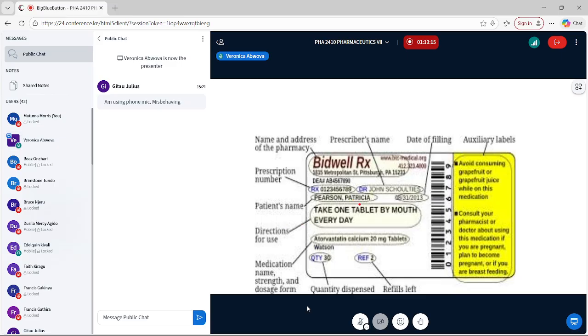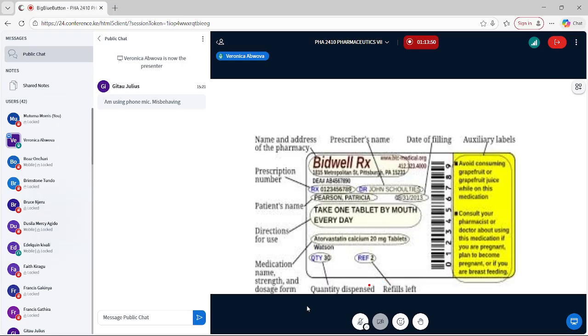The name of the drug, okay? Here, this one has been put down here. The medication name, strength, and dosage form. The quantity, then directions for use. Again, we said this is a system-generated prescription, so it even indicates refills that are left, so that this patient can actually come back for refill, and you can see that it was indicated on the label.